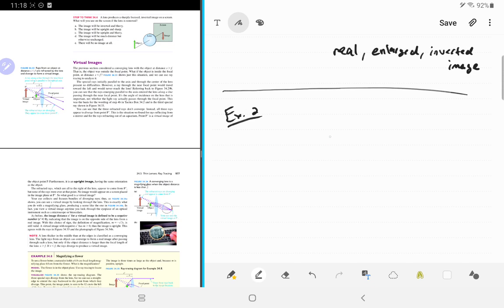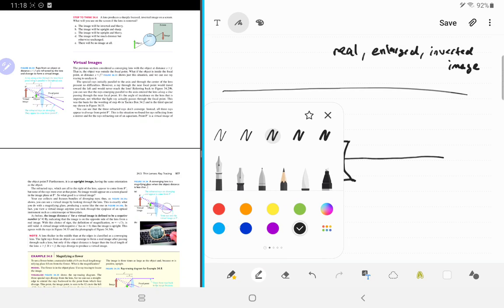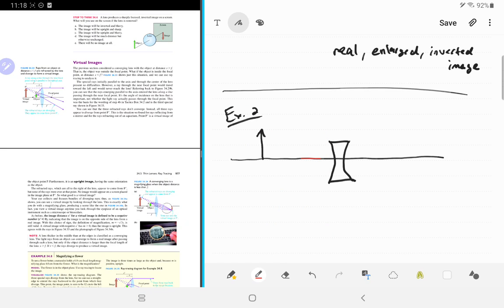So this time let's have a diverging lens. We're going to draw our symmetry axis, and we're going to have our object right here. Okay. And let's say that the focal point is right here. So there's a near focal point and a far focal point. Okay, let's draw some of these.